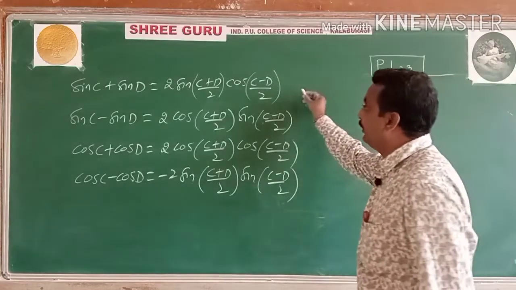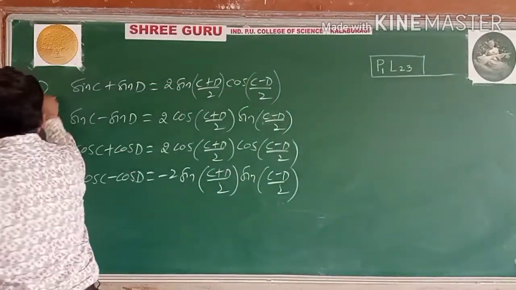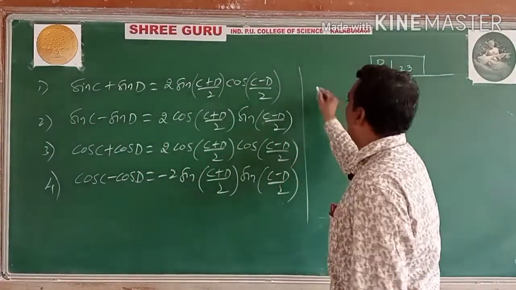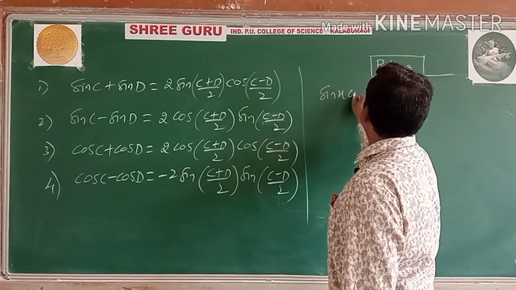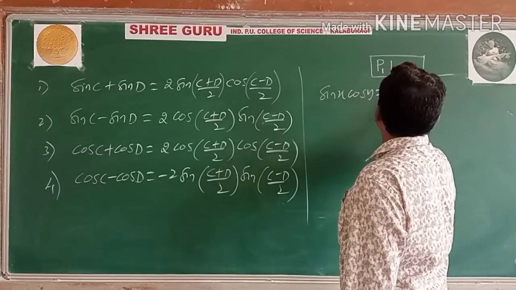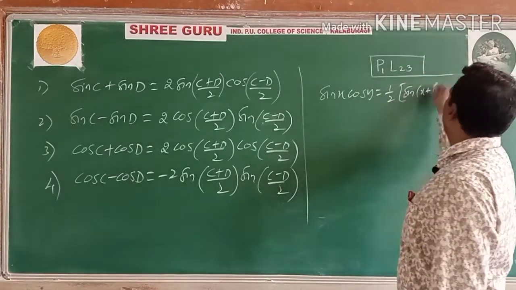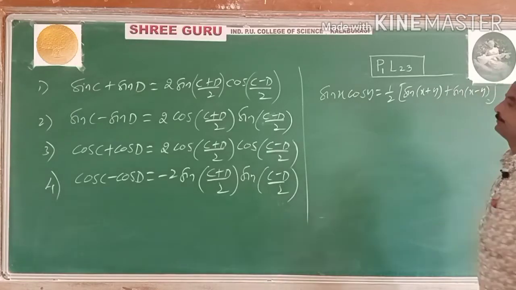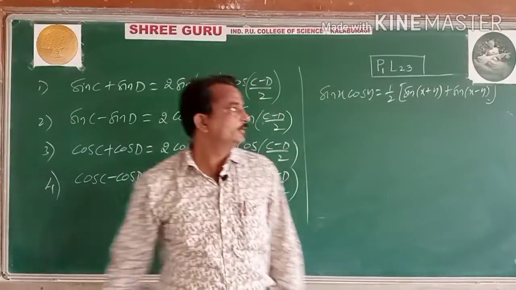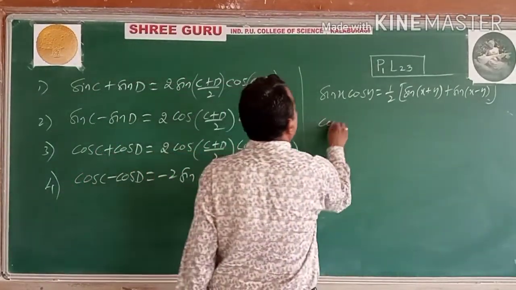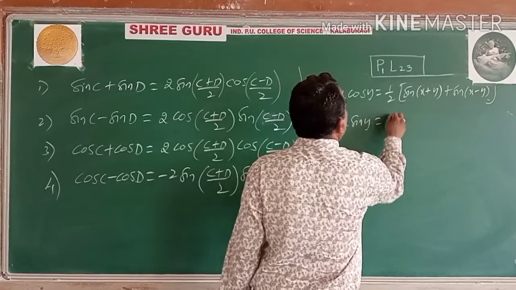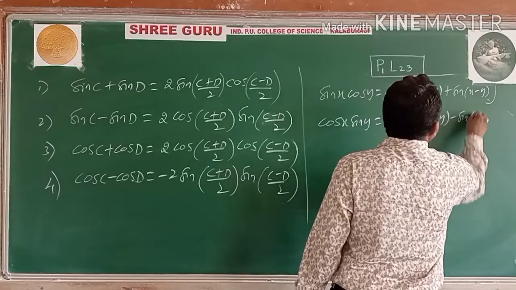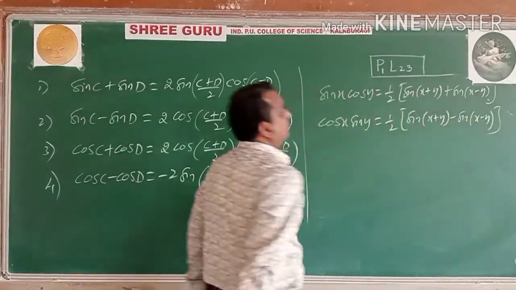I will write the product formulas here. So these are the 4 formulas: 1, 2, 3, 4. Now similarly here I will write the product formulas. Sin x into cos y: sin x plus y plus sin x minus y. Cos x into sin y: difference, sin x plus y minus sin of x minus y.